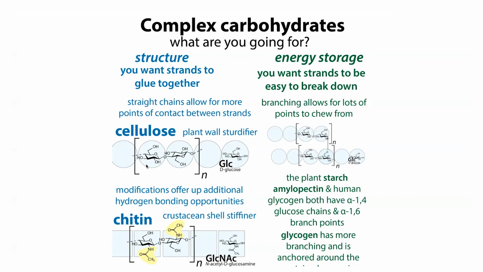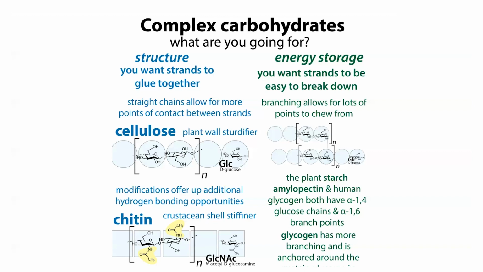An example is going to be cellulose. This is the plant wall sturdifier. It's made up of glucose, and it's attached in such a way that it's going to be linear. This is going to allow lots of points of contact between the two strands. Lots of contact, but what if you want to make things even sturdier? With the sugars, remember, we just have these hydroxyl groups, and these can form hydrogen bonds with one another, but they're not great.